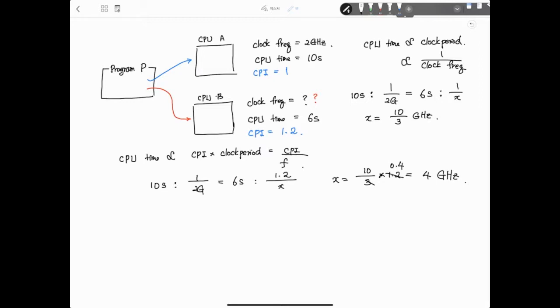Okay, so let's get another example. Everything is the same. Now the clock frequency is 2 gigahertz, CPU time is 5 seconds, and CPI was 2. Now the clock frequency is 1 gigahertz, and CPU time is 10 seconds. In that case, what is the CPI?